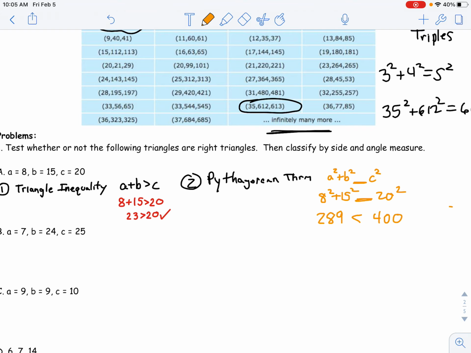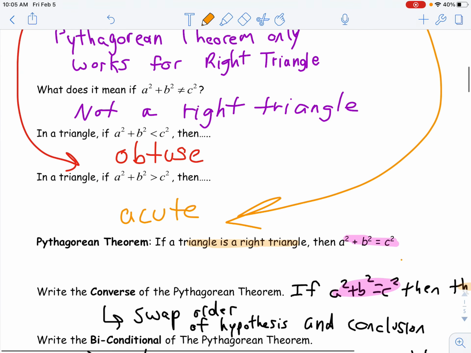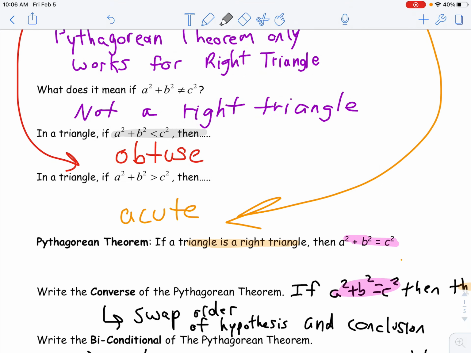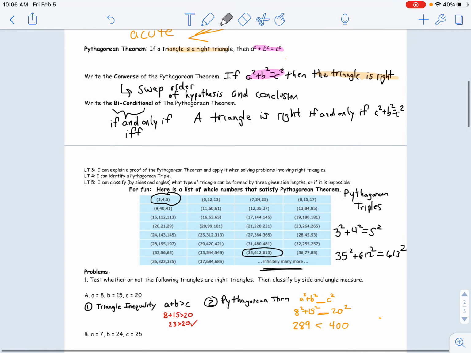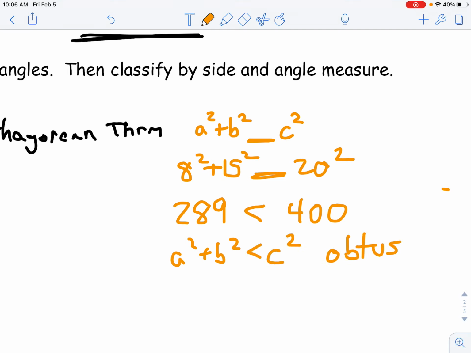All right, and this might take some memorization or some just thinking or some logic, but we got to use these facts up here. So we got to know that if a squared plus b squared is less than c squared, it's obtuse. Or if a squared plus b squared is greater than c squared, then it's acute. We have to memorize that. So in this case right here, a squared plus b squared was less than c squared. So we know this is an obtuse triangle.